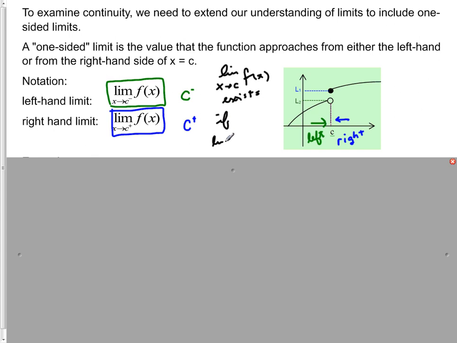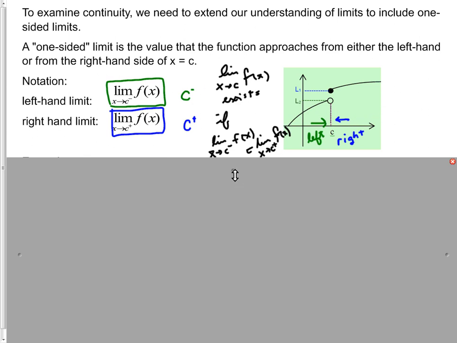if the limit as x approaches c from the left of f of x equals the limit as x approaches c from the right of f of x. In other words, these two limits have to meet and they have to agree. So in this particular example, the two-sided limit fails to exist even if the limit from the left and the limit from the right exist by themselves.